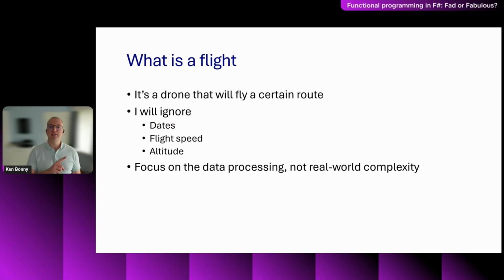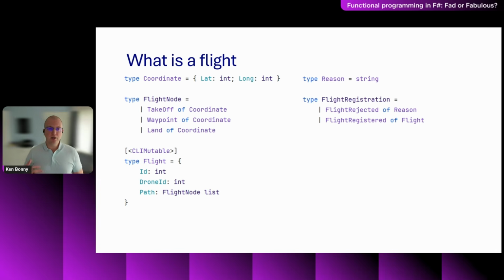And a flight is a path that a drone will take. So we will have to specify a drone and the route that it will follow. For the sake of simplicity, I will ignore dates, I will ignore flight speed, I will ignore altitude, I will ignore quite a bit of things so that I can focus on data processing and business modeling instead of real-world complexity. So when I'm talking about a flight, the first thing I need is a coordinate, which is just a latitude and a longitude.